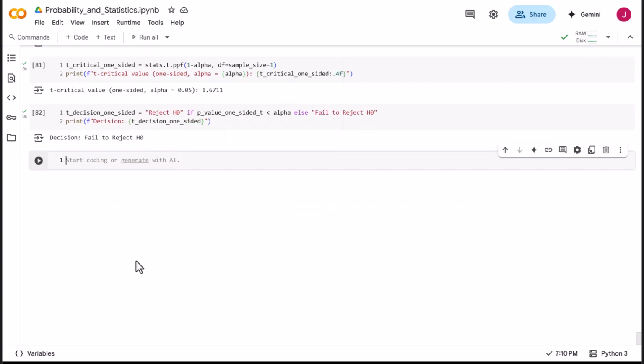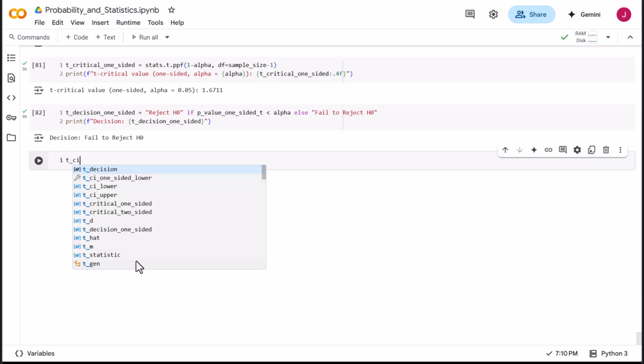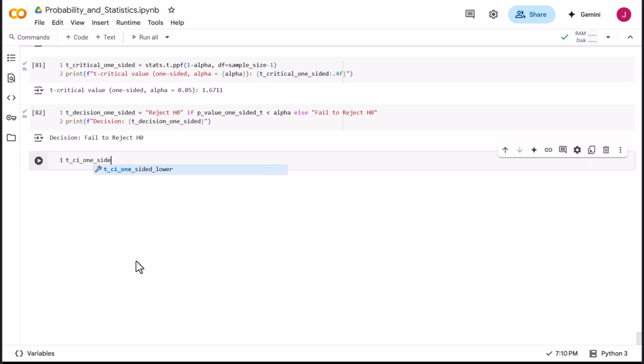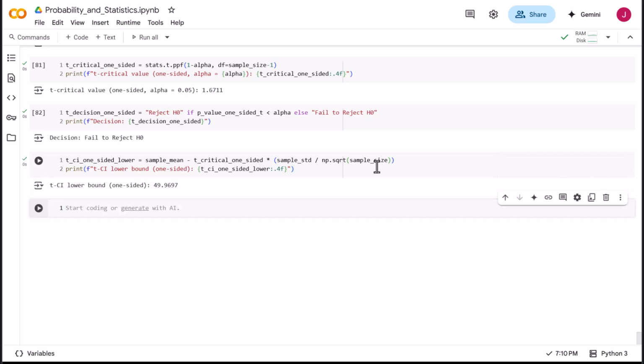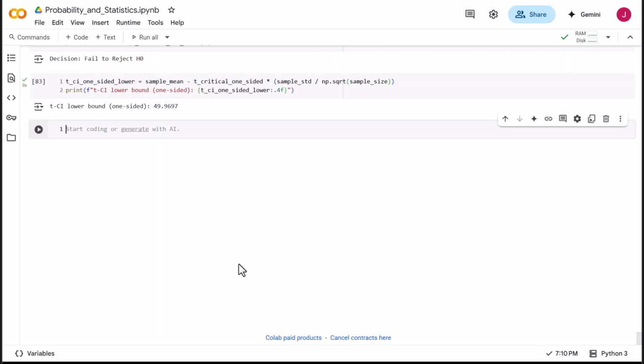And also here, we can go for 95% one-sided confidence interval lower bound because it's one-sided, right? So t confidence interval one-sided lower is equal to sample mean minus t critical one-sided multiply sample standard deviation divided by square root of sample size, right? And it is 49.96. Then we can apply the z-test as well.